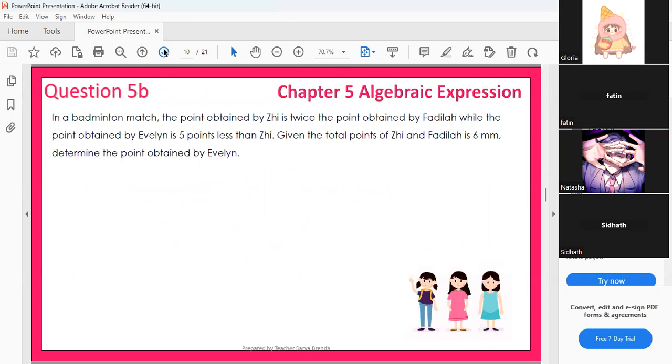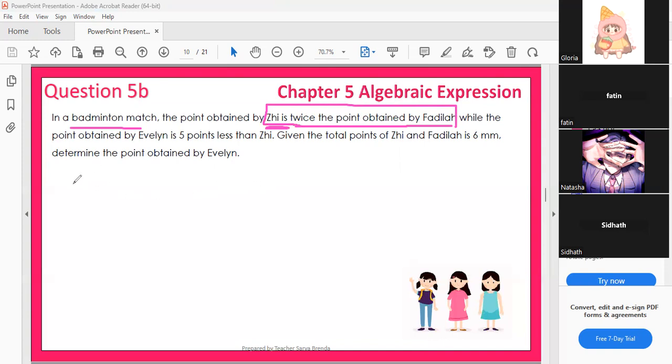Okay, algebraic expression. All right, expression still in chapter 5. Sometimes they give you questions like this. And I know this is where you kind of have a lot of difficulty maybe. But you got to read. You really have to read. Okay, so now let's read. In a badminton match, the point obtained by Z, okay, so this is where the important part is twice the point obtained by Fadila. So this itself is one algebraic expression.